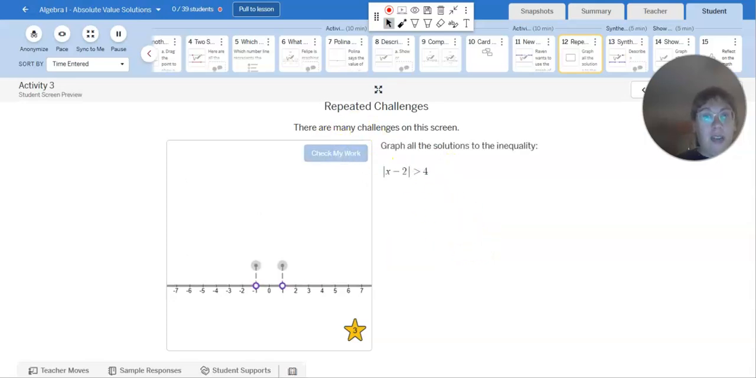Let's do one more together. The absolute value of x minus 2 is greater than 4. So we're looking at the difference from 2 is bigger than 4. So if we start at 2, we go to the right 4, and we end up at 6. And if we start at 2 and go to the left 4, we end up at negative 2. Since it's just greater than, it's going to be open circles, and greater shades to the left and to the right, spreading that distance out both directions.